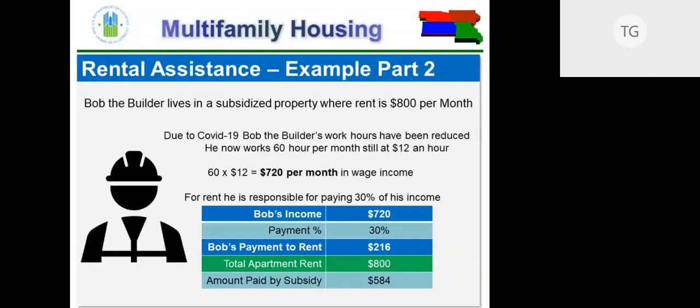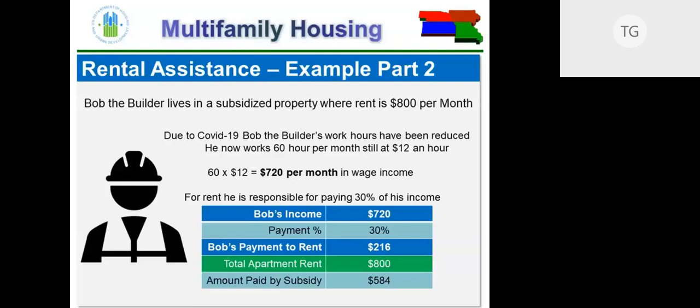And so Bob's income has been reduced from $1,200 per month to $720 per month. When we look at his rent payments, there's an adjustment. Bob's income is now $720, but his rental payment is still only 30% of his take-home pay. So Bob's payment toward rent has now gone down to $216. And his total apartment rent remains the same at $800, so the amount of subsidy has increased to $584.